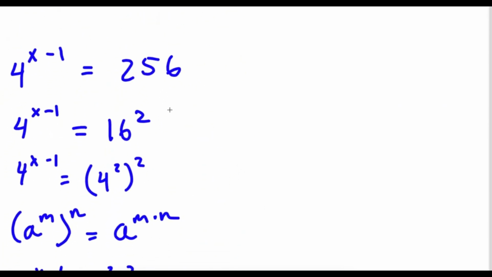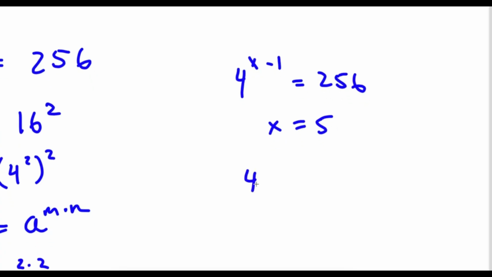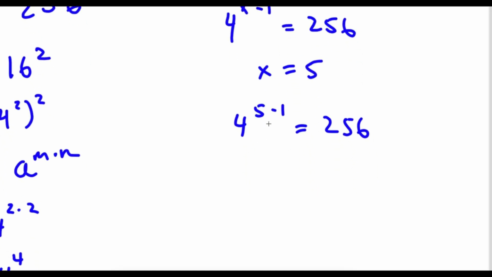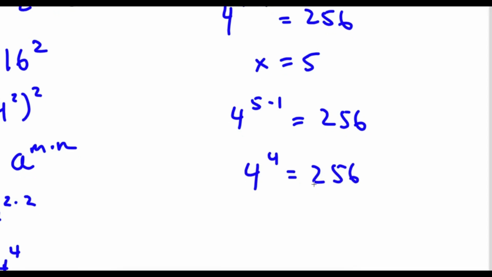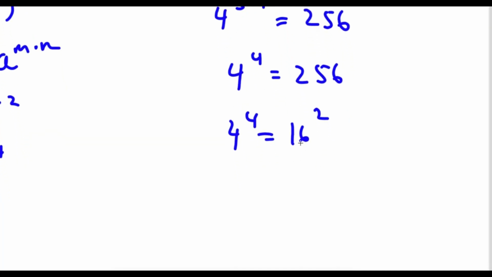Now to check, my original equation was 4 to the power of x minus 1 equals 256. Now I know that x is equal to 5. So now I have 4 to the power of 5 minus 1 is equal to 256. Now 5 minus 1 is 4, so I have 4 to the power of 4 is equal to 256. 256 is the same as 16 squared, so I have 4 to the power of 4 is equal to 16 squared. 16 is the same thing as 4 squared, so I have 4 to the power of 4 is equal to 4 squared to the power of 2.